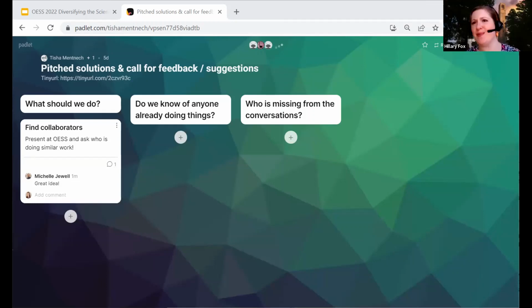Now, as we go through and think about these questions, I also want to reiterate, or the whole group does, there's no right or wrong answer. We're in the very early stages of trying to really figure out this project and the best way to tackle diversifying the sciences.